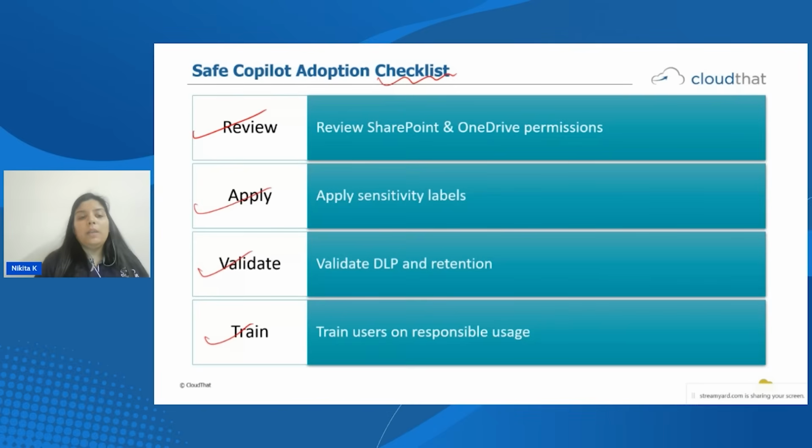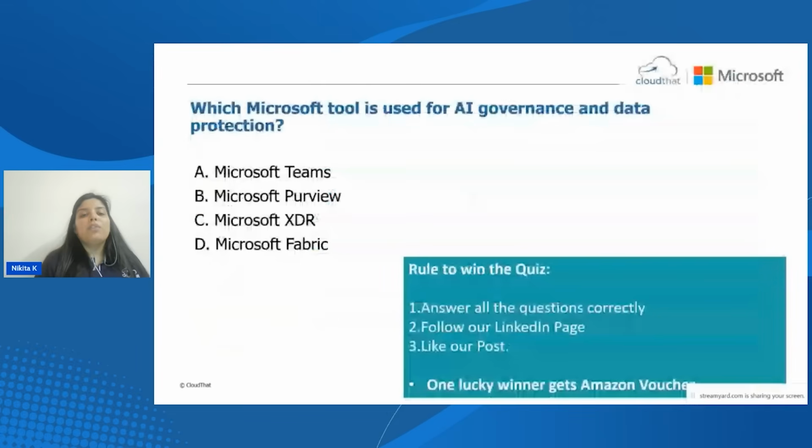So the third question will be: which Microsoft tool is used for AI governance and data protection? Microsoft Teams, Microsoft Purview, XDR, or Microsoft Fabric? You can answer the question. I will be waiting for 2 seconds.